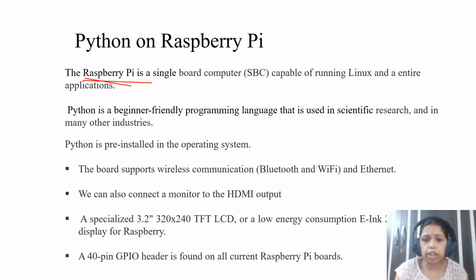This thing will be required. So it is a single board computer. It's like the motherboard of a computer, which can run on Linux. The entire application can be executed with the help of that Raspberry Pi board. If you want to execute some IoT application, everything can be installed and executed by this Raspberry Pi.